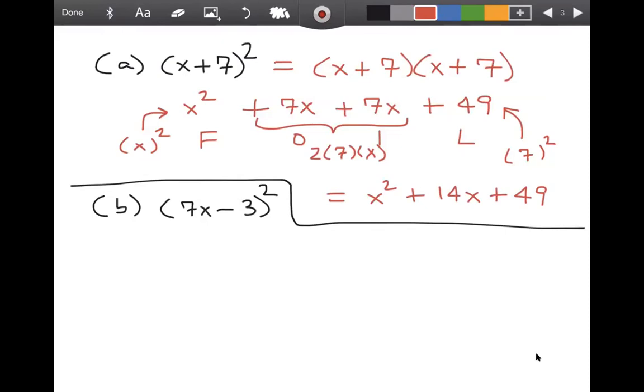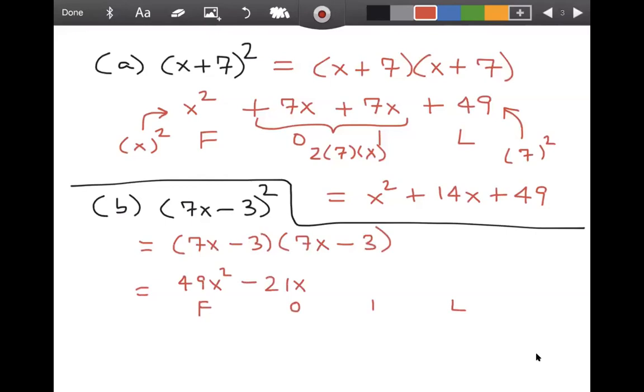Okay, the square of 7x minus 3. So again, that means 7x minus 3 times 7x minus 3. When you FOIL that, you get 7x times 7x, which is 49x squared. 7x times minus 3 is minus 21x. Minus 3 times 7x is another minus 21x. And then negative 3 times negative 3 is positive 9.